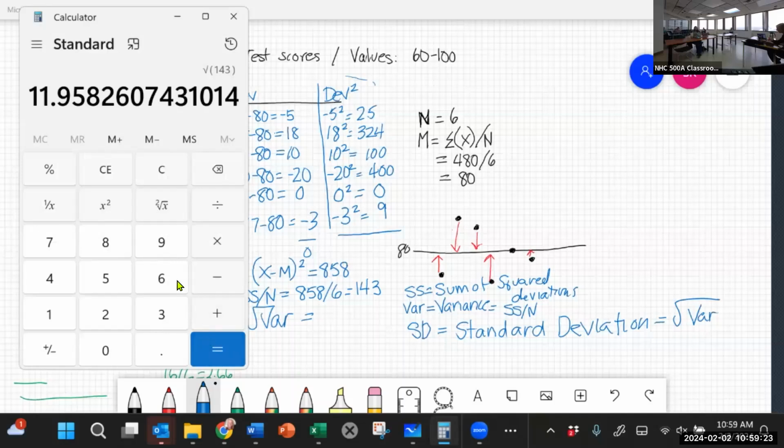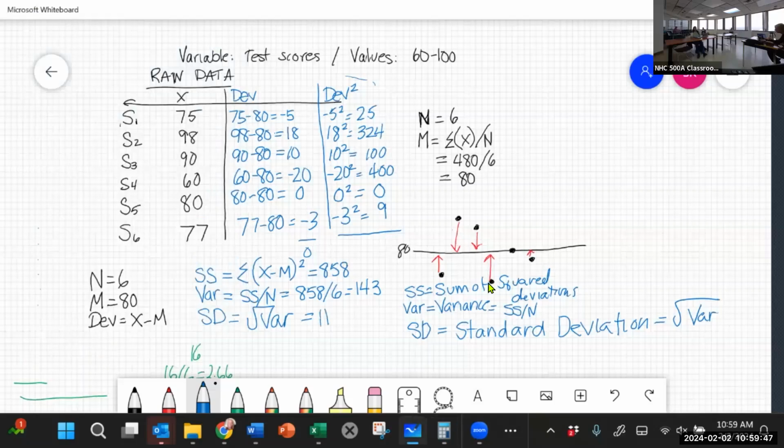11.9. How many decimal places should I use? Let's take 4, 9, 5, 8, 2 or 3. 11.958. Should I round up or round down? Round up. I round up because of this 6, so I'm going to write 11.9583.